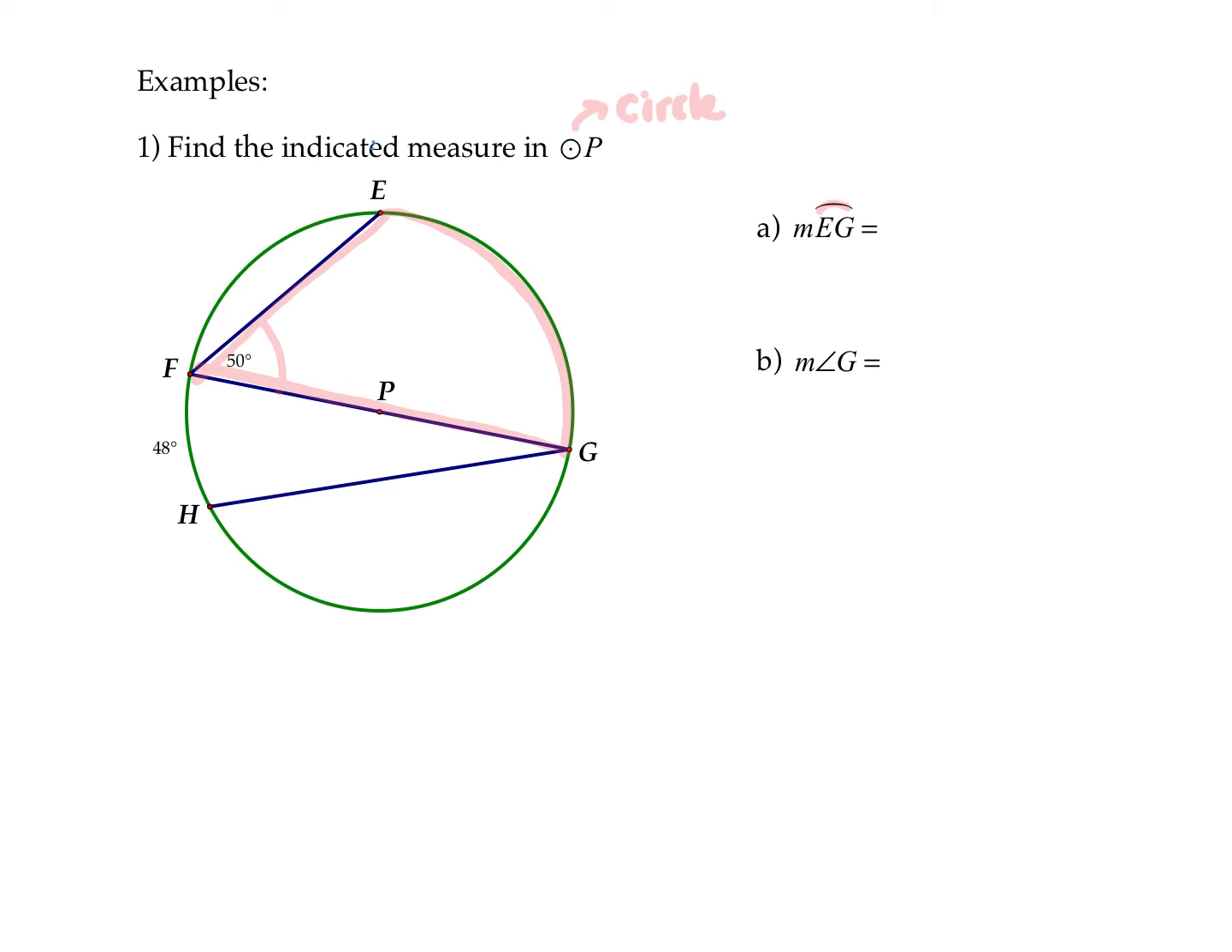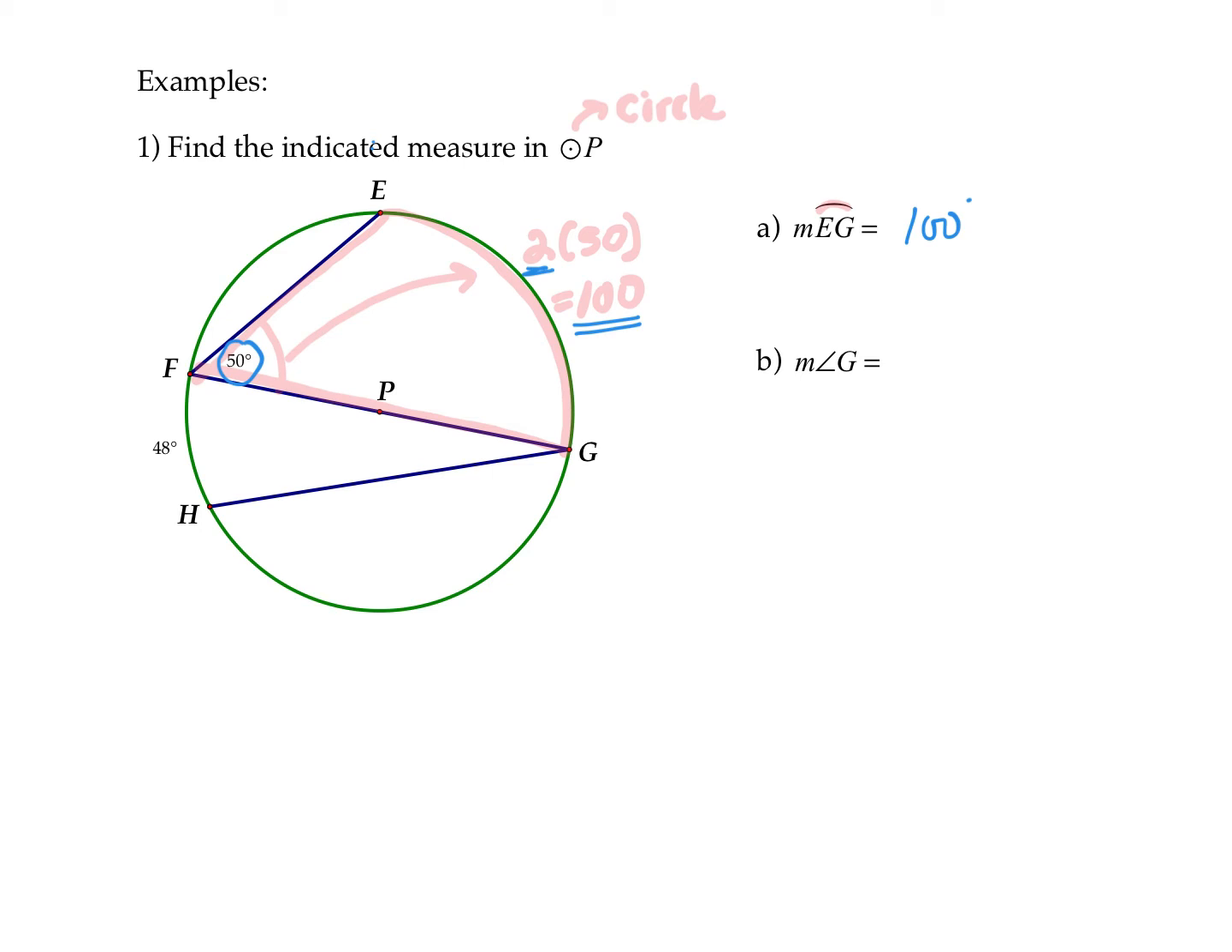So to get from the angle to the arc, we double it. We do 2 times 50, which is 100. So we would say that the measure of arc EG is 100 degrees. So again, the measure of an inscribed angle is half the intercepted arc. So if you know the angle, you're going to multiply it by 2. So 2 times 50 is 100.